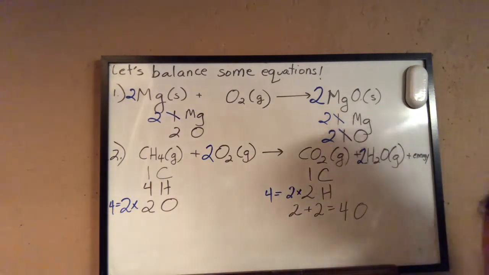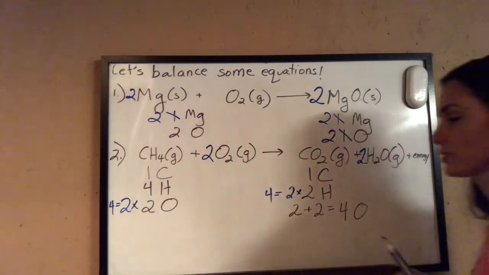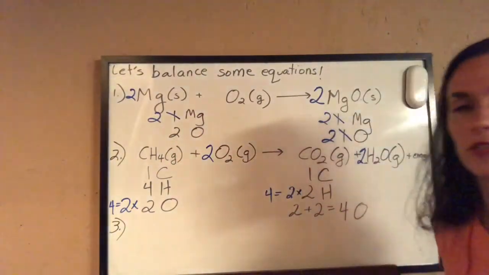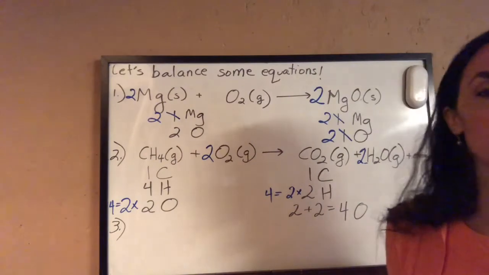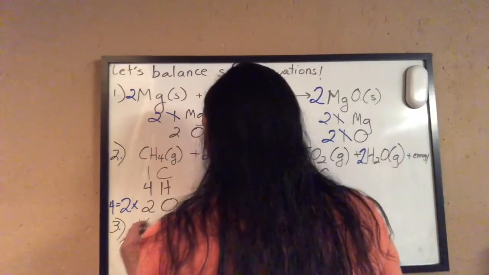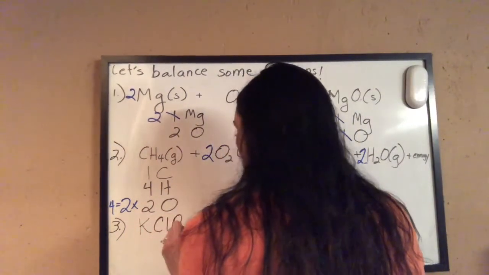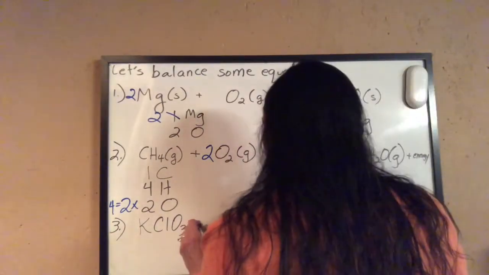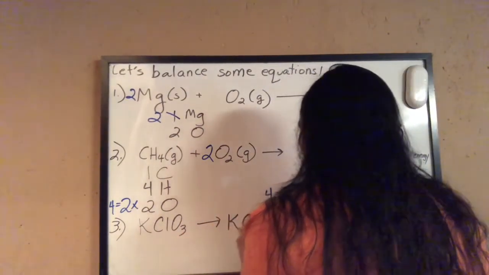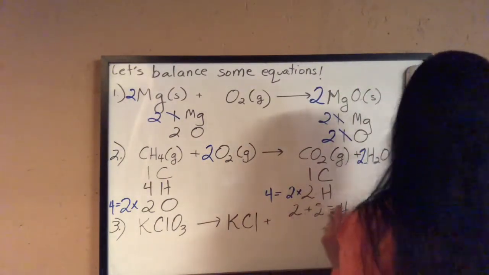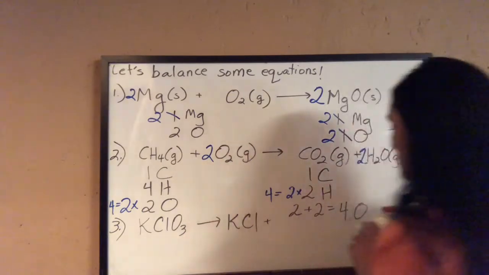All right, let's do another one before we start to talk about reaction types. And when we talk about reaction types, we're going to also balance equations more, but we're going to classify the types of reactions. Let's do a reaction where we have potassium chlorate, okay, breaking down into potassium chloride and oxygen gas. I didn't write the states of matter for this one.